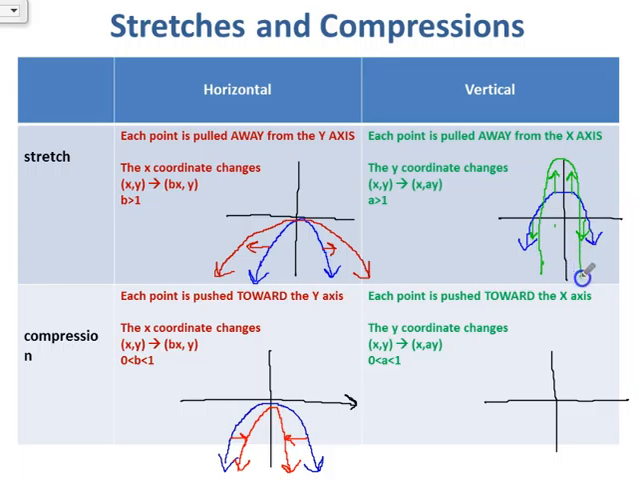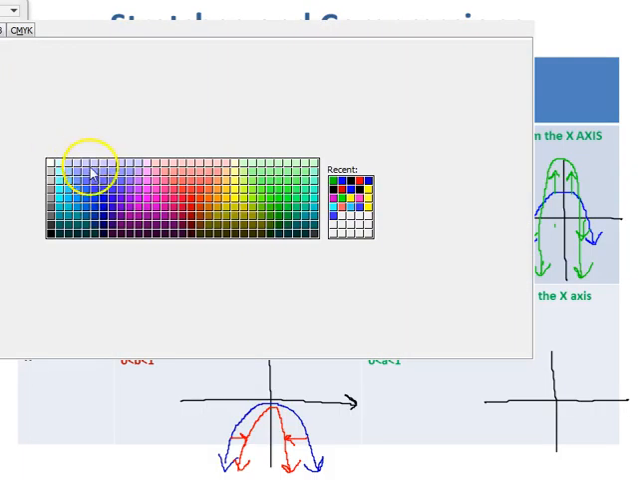It's going to get kind of skinnier towards the y-axis. And when we're doing a vertical stretch, only the y-coordinates are going to change. The x-coordinates would stay the same. The y-coordinates would change.